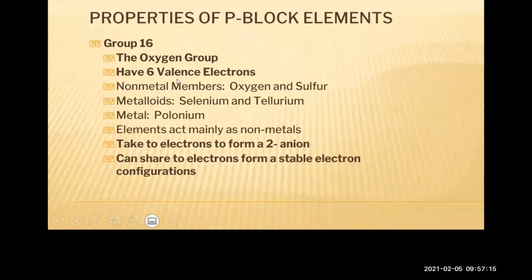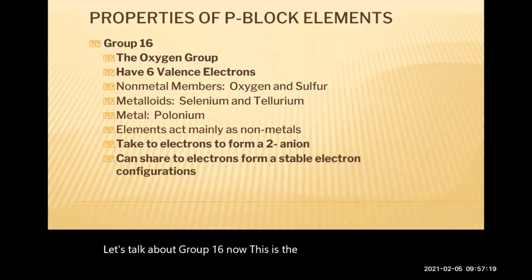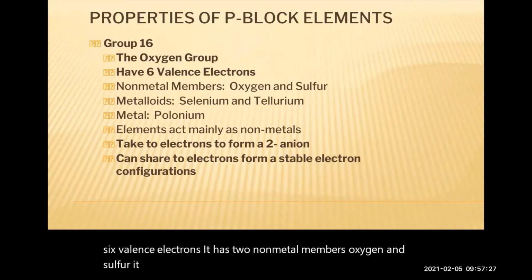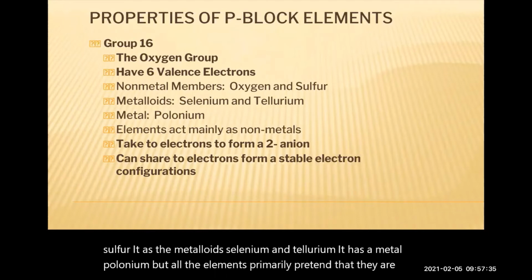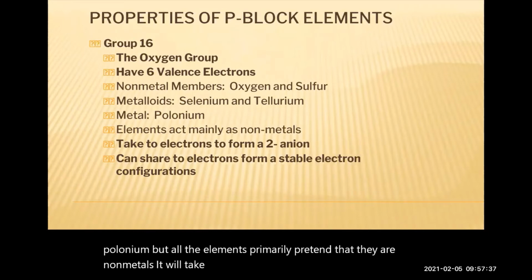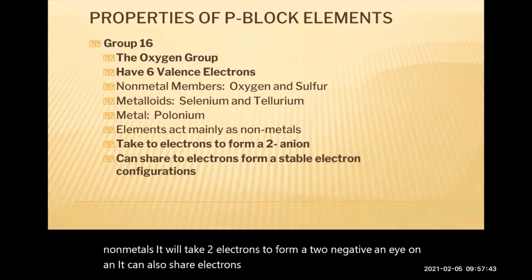Let's talk about group 16 now. This is the oxygen group, and it has 6 valence electrons. It has 2 nonmetal members, oxygen and sulfur. It has the metalloids, selenium and tellurium. It has the metal polonium. But all the elements primarily pretend that they're nonmetals. It will take 2 electrons to form a 2 negative anion, and it can also share electrons to form a stable electron configuration.